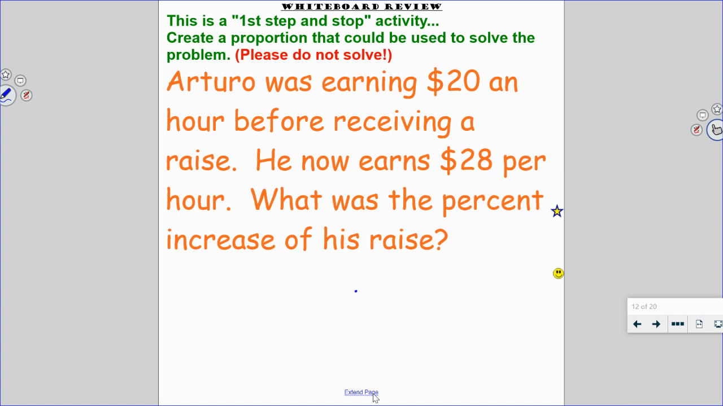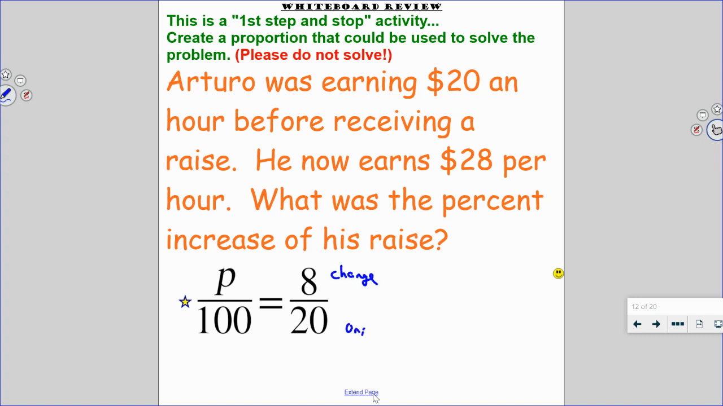Being a percent of increase or decrease problem, we compare the change versus the original. Now, originally, Arturo was earning 20 bucks. How much did it increase? It went up 8. And so we compare 8 versus 20, and then the question is naturally finding what is the percent, which is compared to 100. Pause if you want to solve. Come on back when you're ready.